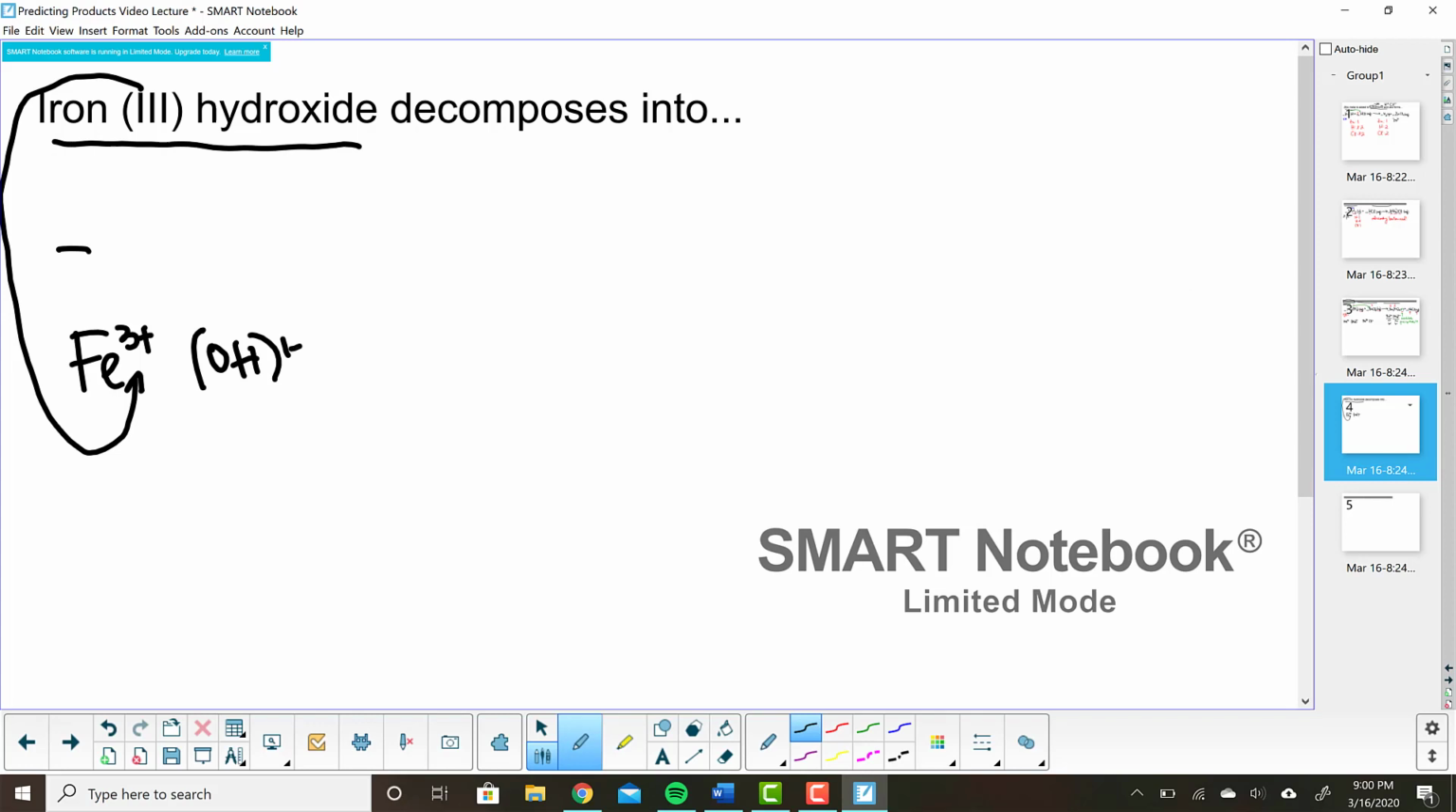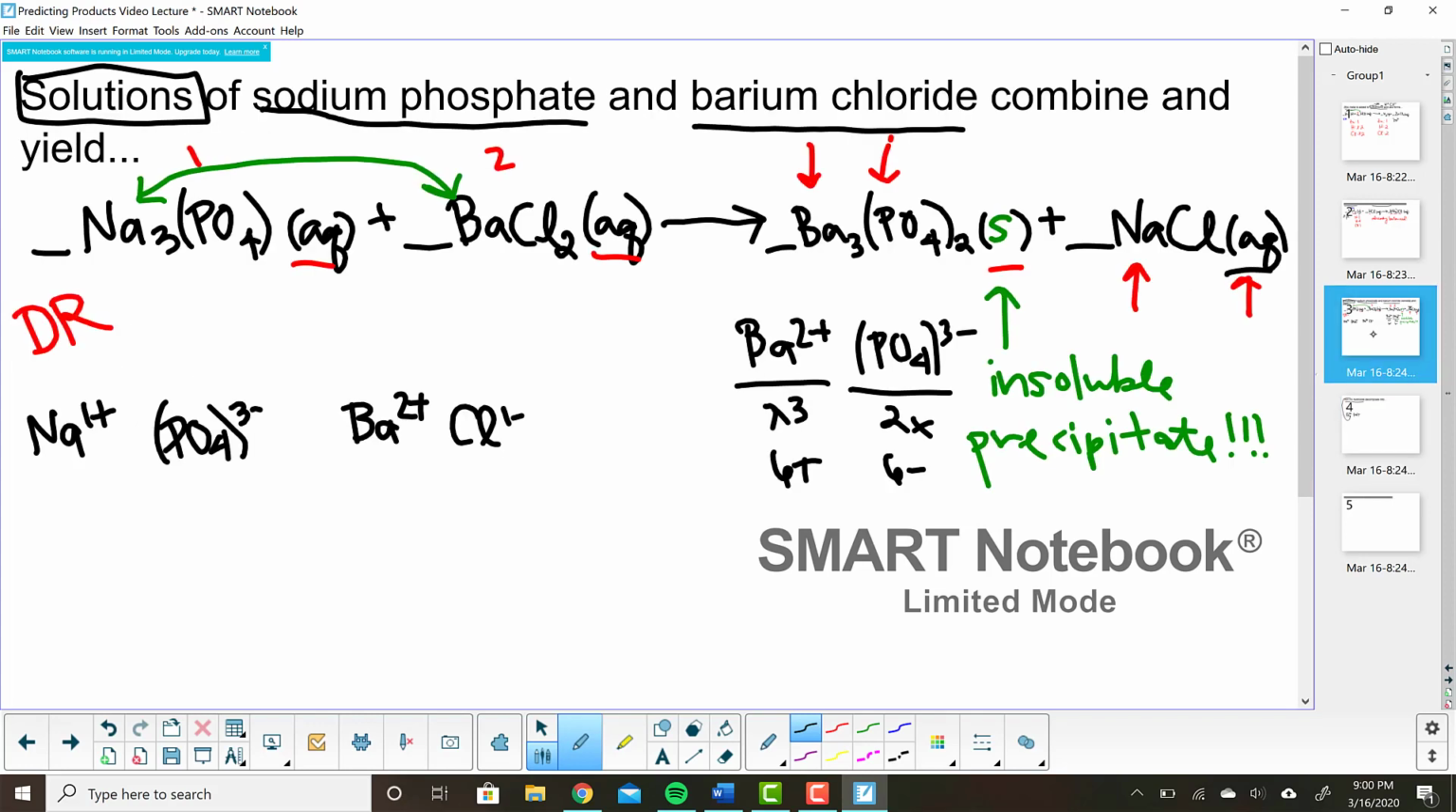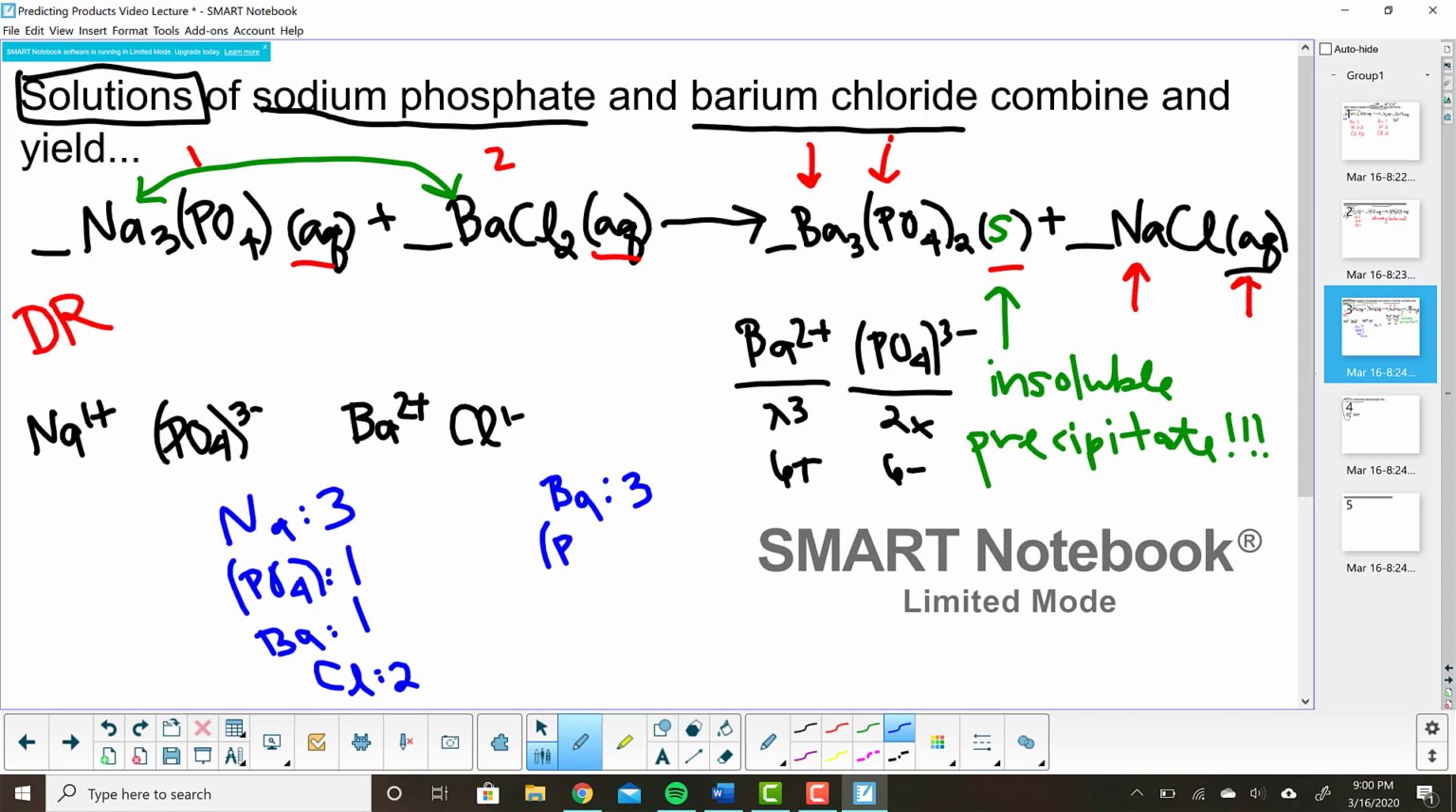Oh my gosh. I think I forgot to balance this last problem. Hold the phone. Let's go back. So sorry, guys. On the left over here, I have 3 sodiums and 1 phosphate. I also have 1 barium and 2 chlorines. On the right, I don't have a ton of room here, I have 3 bariums, 2 phosphates, 1 sodium, and 1 chlorine.